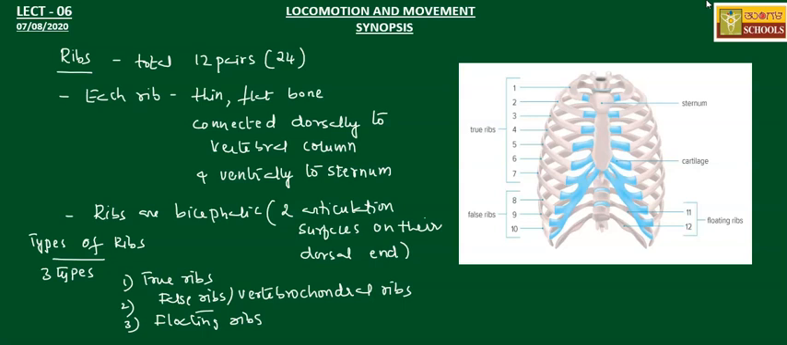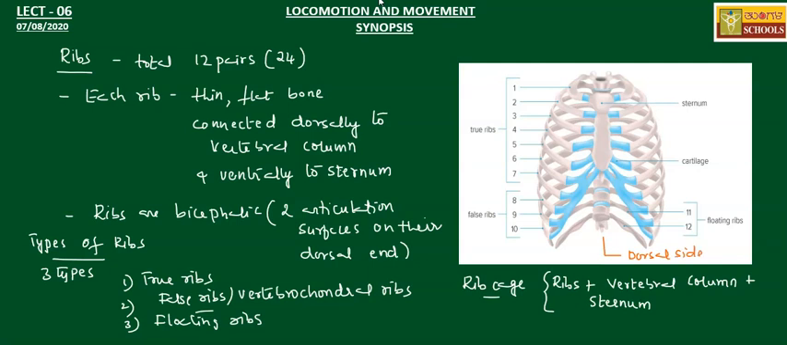So here are the ribs, plus the vertebral column, and also the sternum. These three together form the rib cage, which consists of ribs, vertebral column and sternum. You can see that the side where the vertebral column is present is the dorsal side, and the side on which the sternum is present is the ventral side. The ribs connect on the dorsal side with the vertebral column, and to the sternum on the ventral side.